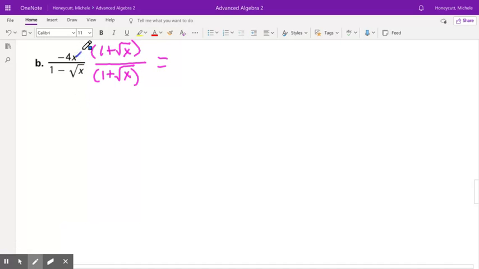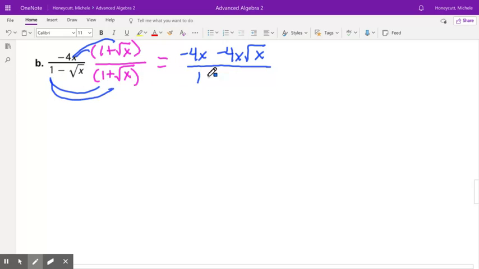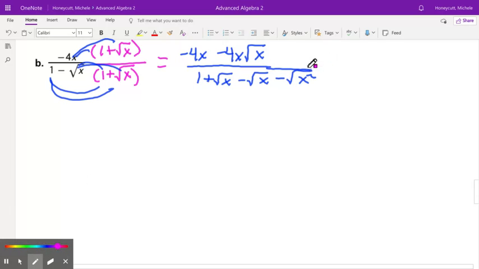Negative 4x times 1, negative 4x. Negative 4x times the square root of x is minus 4x square root of x over, in the denominator, 1 times 1 is 1. 1 times the square root of x is plus square root of x. Negative square root of x times 1 is minus the square root of x. And negative square root of x times square root of x is negative square root of x squared, which simplifies to just be x. The square root of x squared is just x.